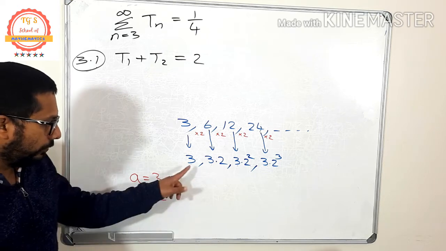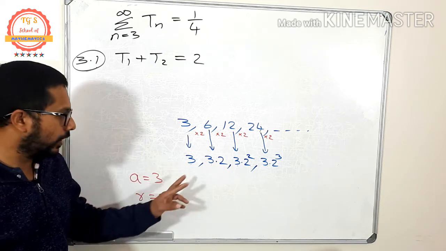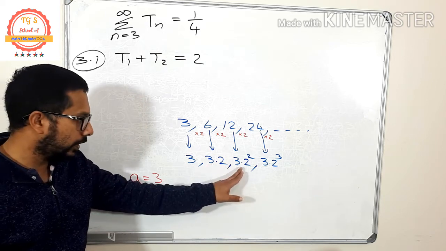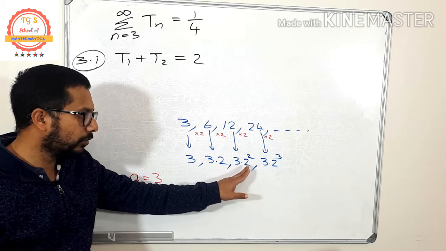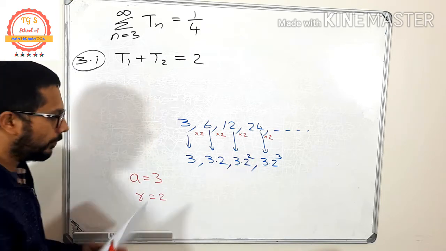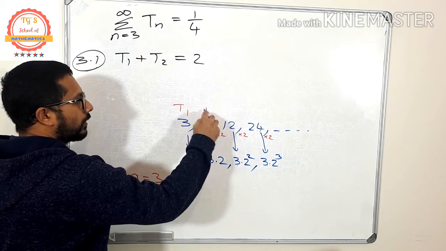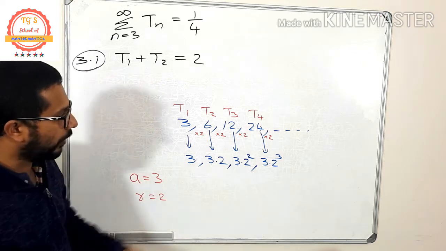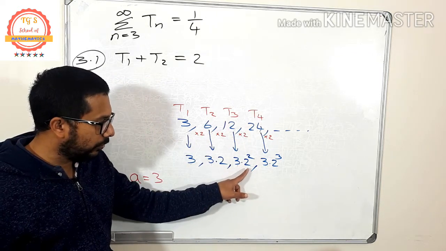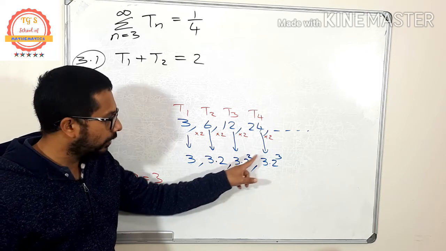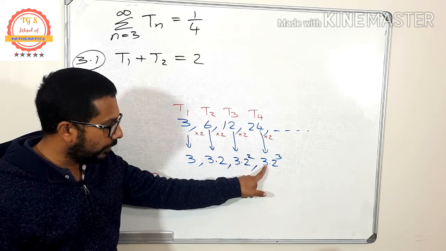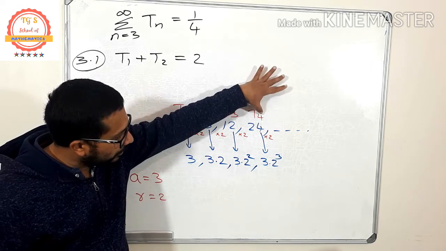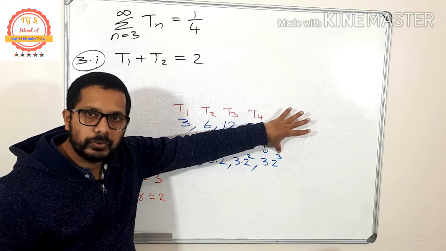So look at this one. The first term is the first term itself. Then the second term, how can you write? First term times common ratio. Third term, how can you write? First term times common ratio squared. This is the first term, this is the second term, this is the third term, this is the fourth term. How can you find the fourth term? First term times common ratio cubed. Do you understand? When you want to find the fourth term, the common ratio is raised to 3, one less.